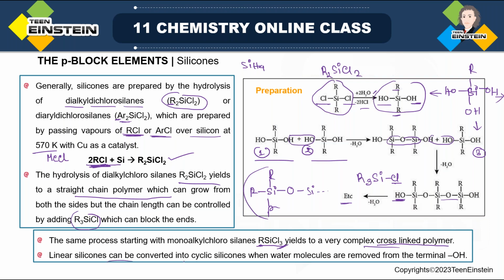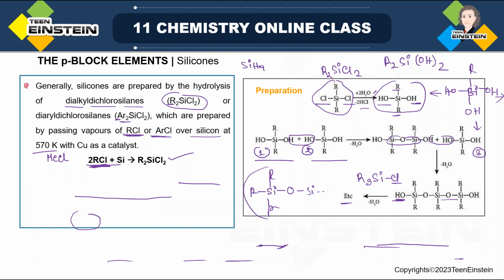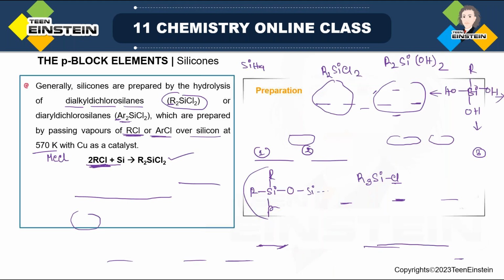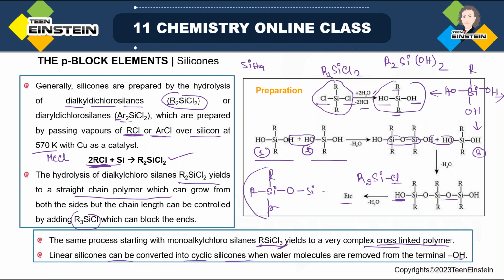Then linear silicones can be converted into cyclic silicones when water molecules are removed from the terminal OH. Suppose you have taken a total of 3 R2Si(OH)2. Just remember the previous slide. Here we have a total of 3 linkages, right? So you take 3 R2Si(OH)2, and if you remove water, keeping the arrangement so that it forms a ring, you can also make the cyclic structure. Okay. So these are the preparation methods of silicones.